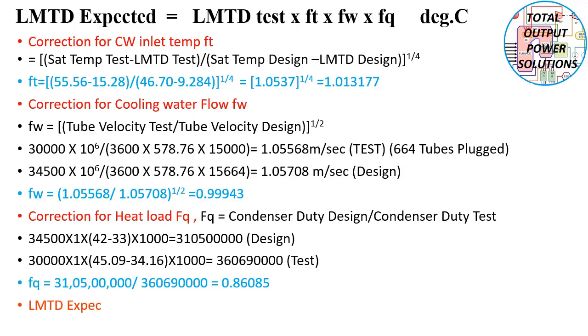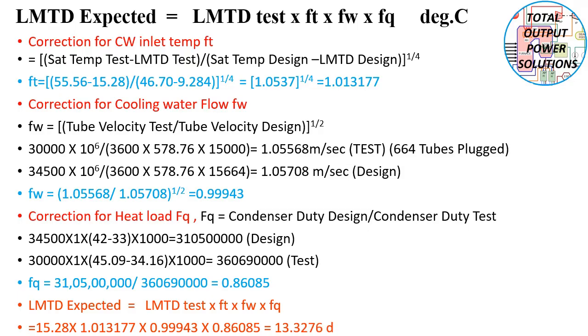Then correction for heat load. The heat load is also different between the design and test, because of the varying flow. Fq comes out to be around 0.86085. So the LMTD expected will be equal to LMTD test into Ft into Fw into Fq, and the LMTD expected comes out to be 13.32 degrees centigrade. This was the expected LMTD.